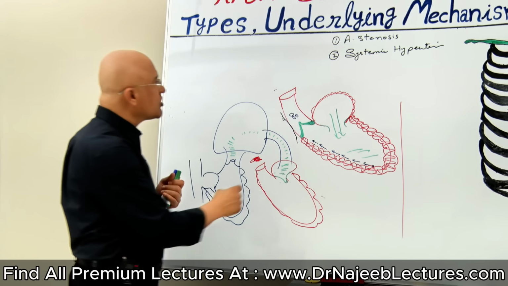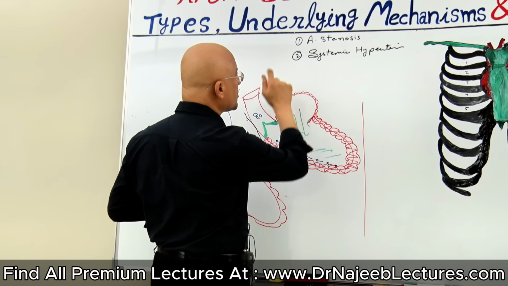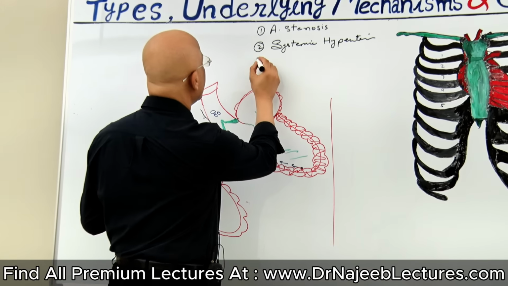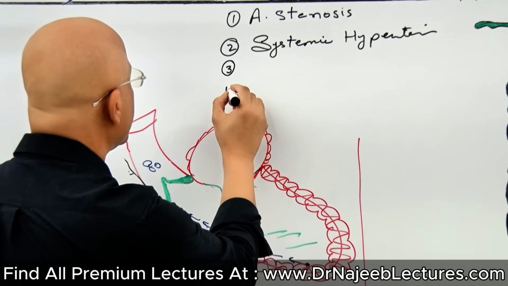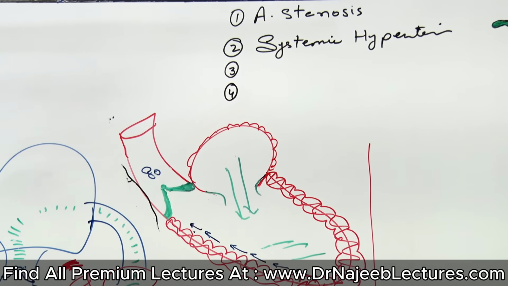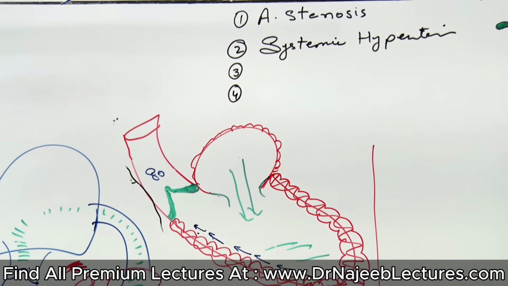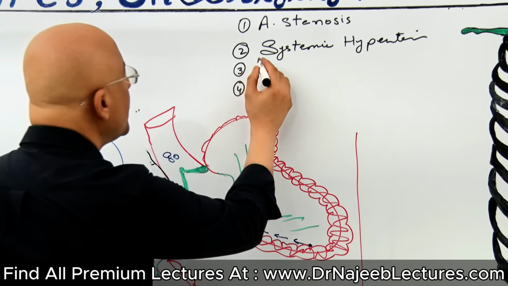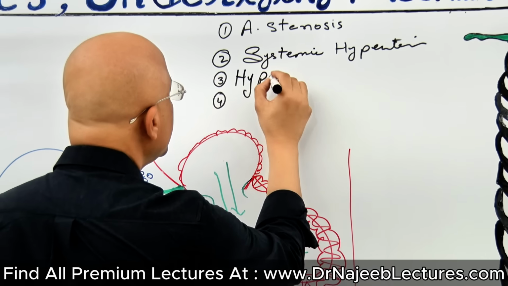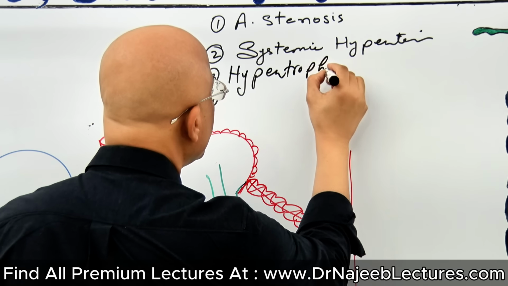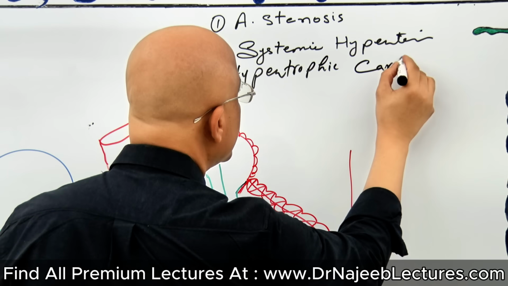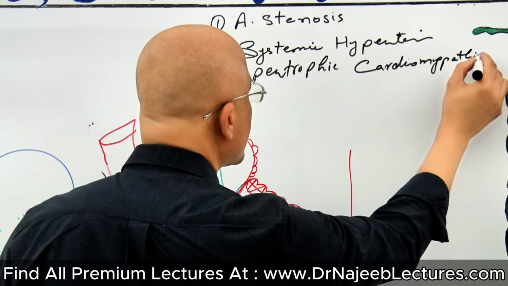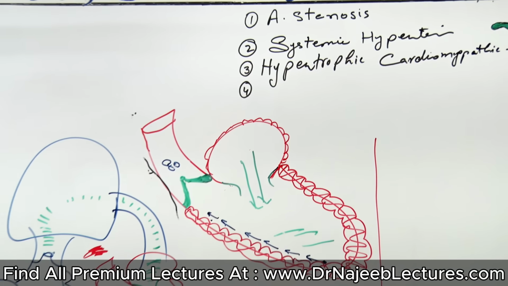Now we have discussed aortic stenosis. We have also discussed systemic hypertension. Okay, one more cause. Now I should at least discuss two more causes, even though there are many causes. One cause I would love to discuss is hypertrophic cardiomyopathy. Now hypertrophic cardiomyopathy, right?